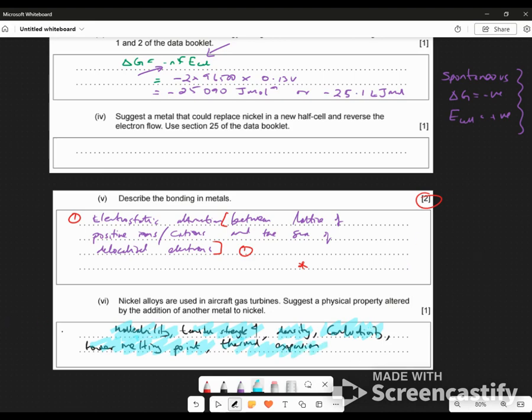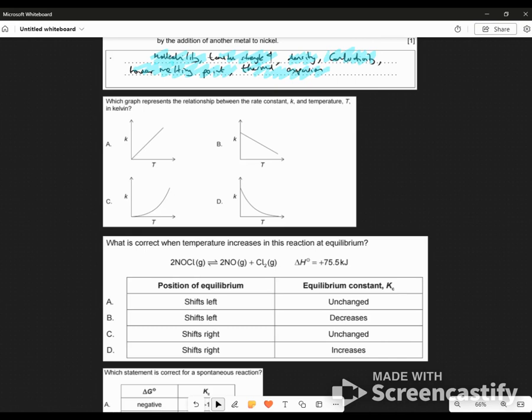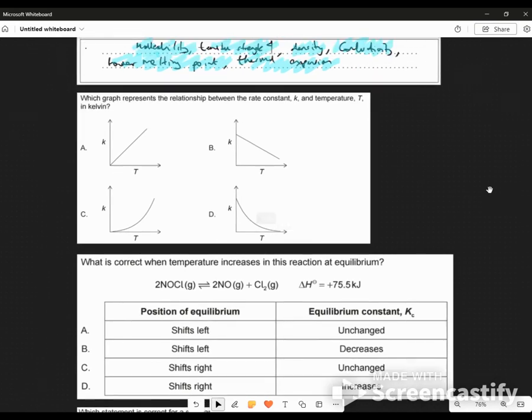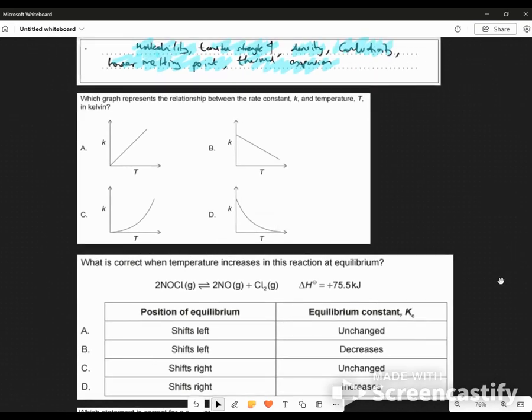Okay, all right, hold on. Okay, let's continue. There's only a few more to go. Which graph? These aren't equilibria. These are ones I just thought were kind of nice pictures, nice graphs, nice questions. Which graph represents the relationship between rate constant and temperature in Kelvin?